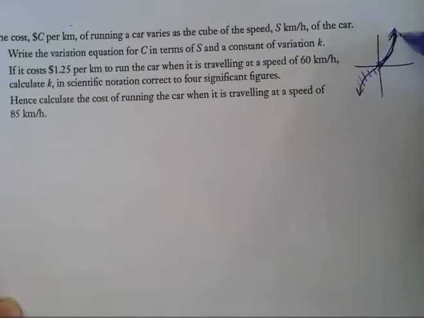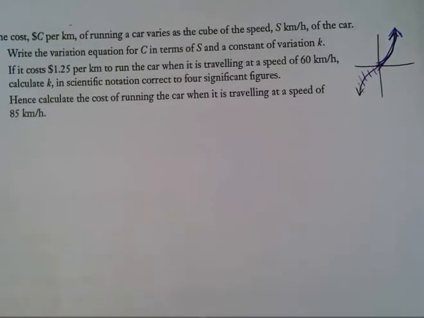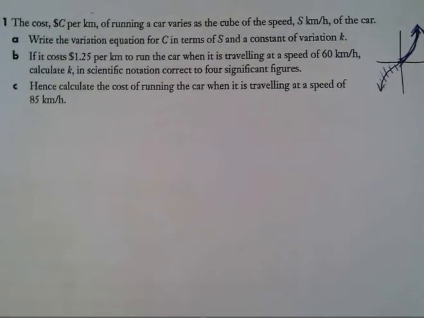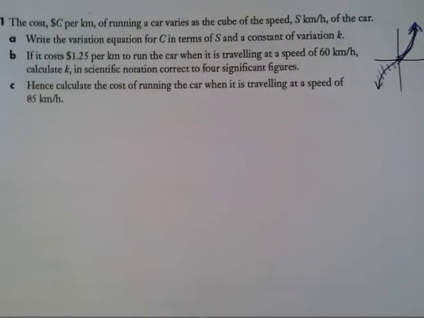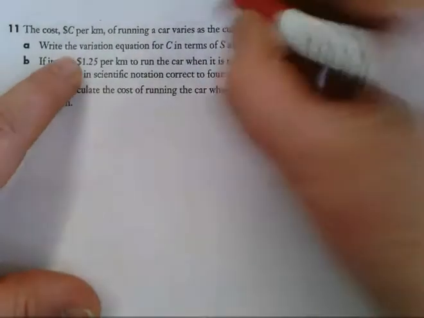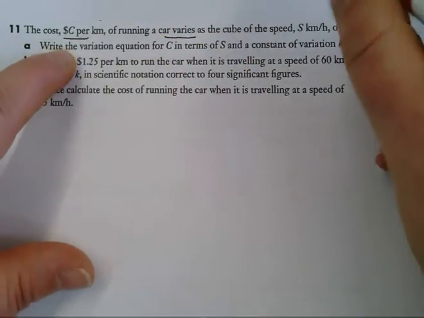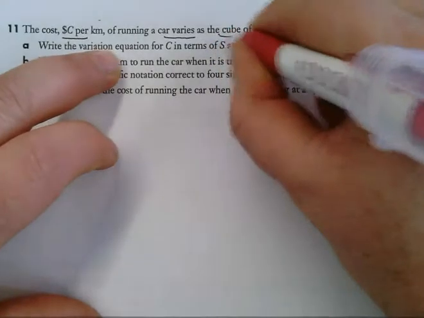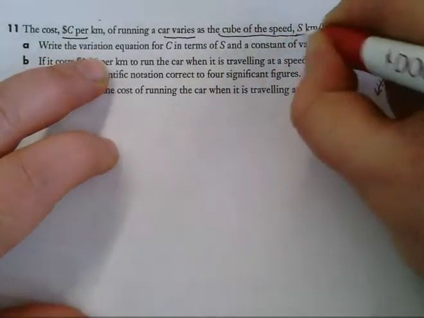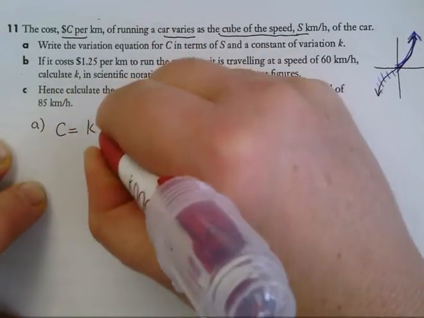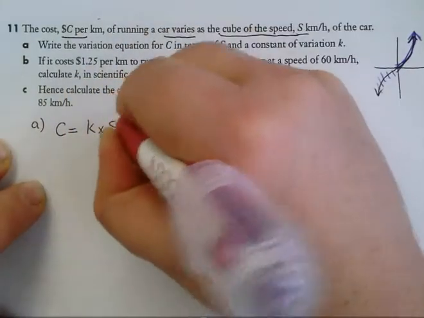Now, a cubic and a squared graph look the same. The only way you could tell them apart is by substituting values. And a cubic is just a lot steeper. Okay? It's about the cost of a car. It varies directly with the cube of its speed s. So what do I write? Cost equals k times s cubed.